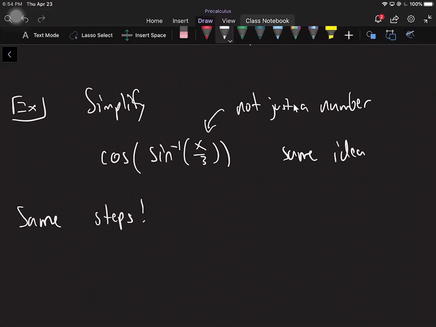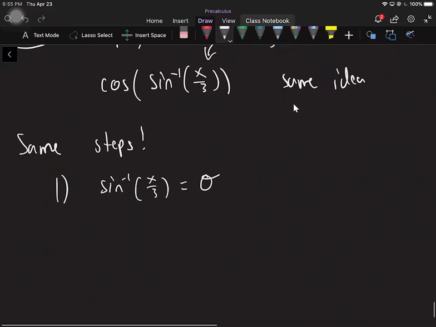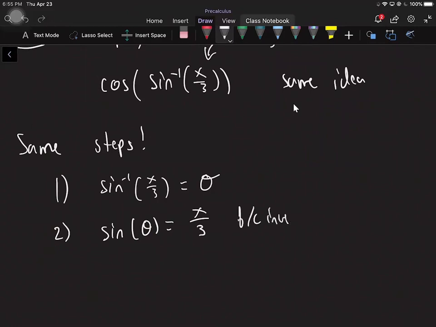So what does that mean? Well, I know that the inside should end up just being some angle theta, so I'm just going to call it theta, because I'm doing the inverse of a thing with sine, so it should spit out an angle afterwards. Then I use the inverse property to tell me that sine of that angle must be that inside thing. And then I draw the triangle.